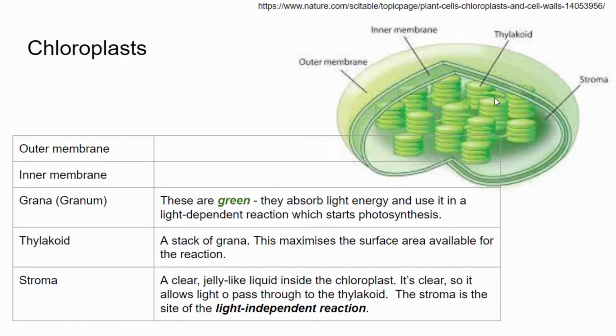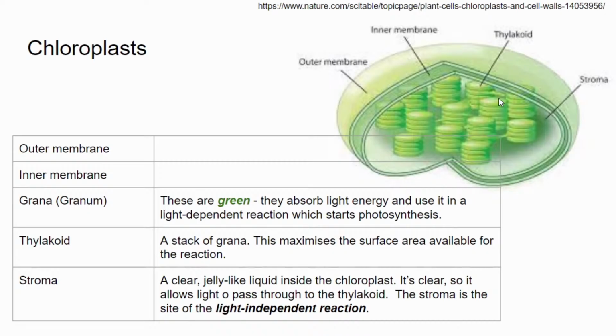So thylakoids are these stacks here. So they are stacks of grana or granum. Granum are green. They are green because they contain chlorophyll, which is a pigment that is able to absorb light energy.